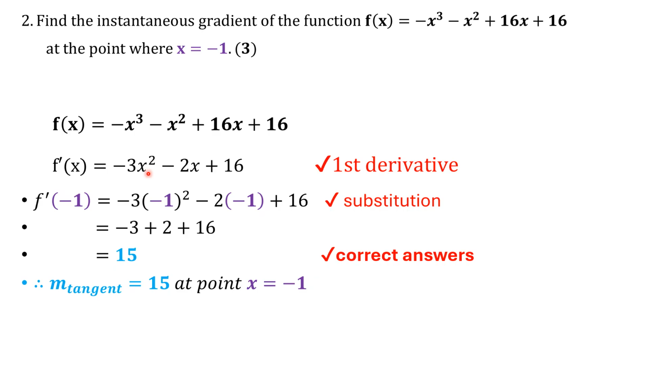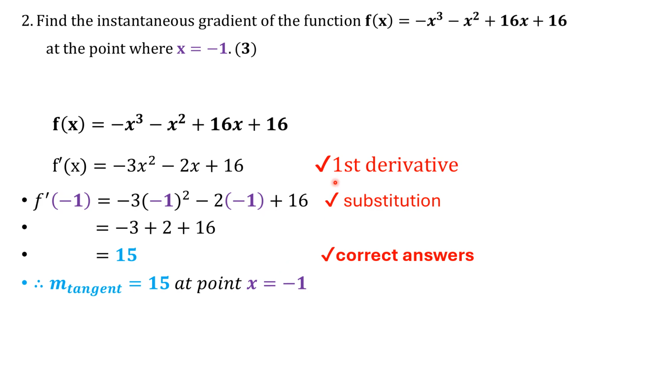So x squared becomes minus 1 squared, minus 2x becomes minus 2 times minus 1, plus 16. So negative 1 squared is positive 1 times negative 3 stays negative 3. Negative 1 times negative 2 gives me positive 2, plus 16. So 16 plus 2 is 18, minus 3 gives me 15. So the gradient of my tangent equals 15 at the point where x equals minus 1.